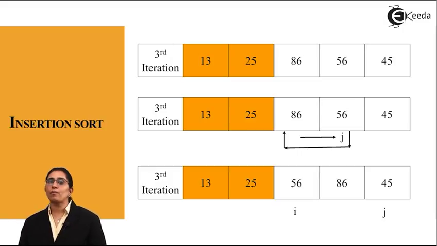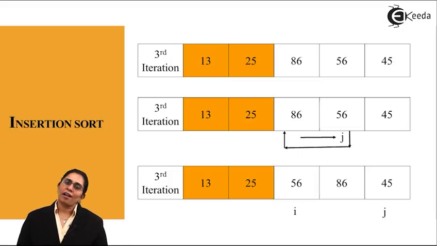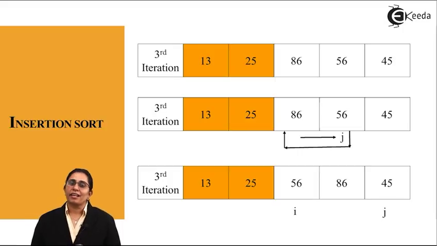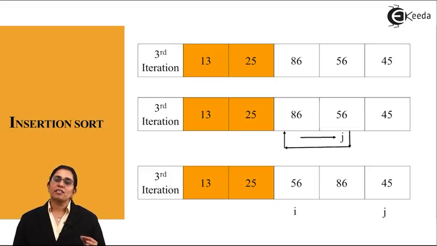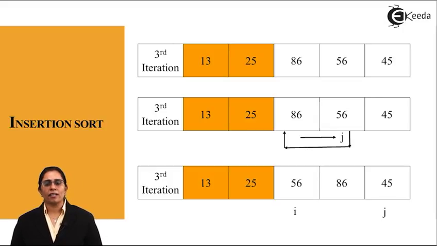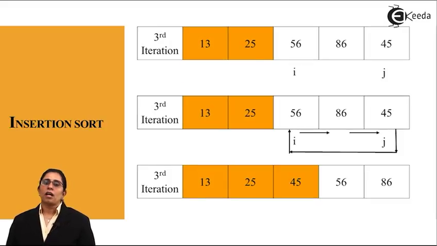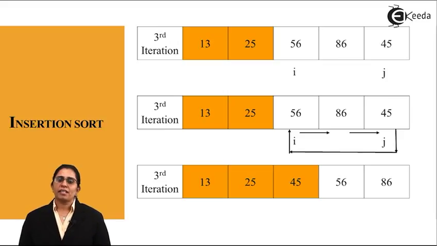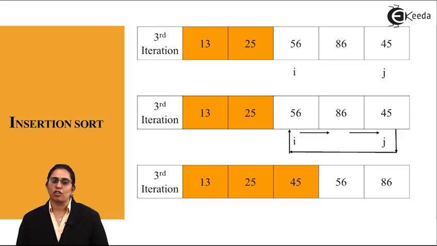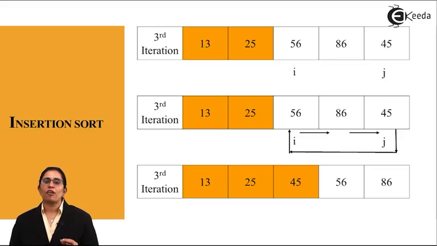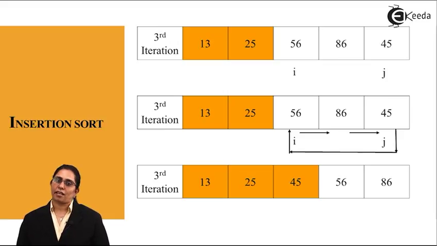But as I increment my value of j, what happens? The I and j location values are again compared. So 56 is greater than 45. So again the insertion sort method has to be applied over here. And when we apply this, the value 45 is moved to the location of 56, 86 is moved to the location of 45, and 56 is moved to the location of 86. So after the third iteration, it becomes 13, 25, 45, 56 and 86.